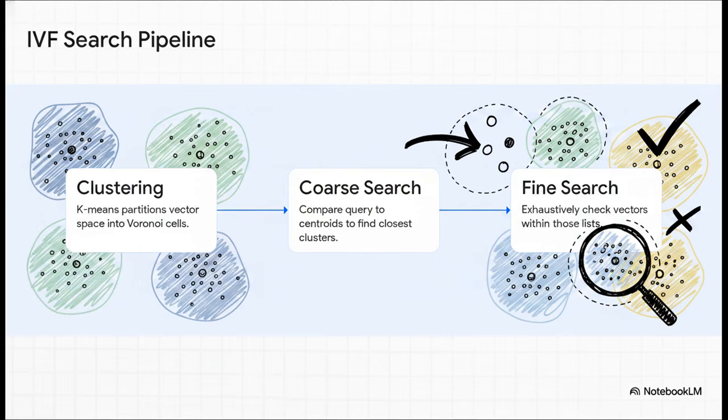You compare your query only to the centroids. You just find the closest ones. Second is the fine search. You now jump inside those specific, chosen clusters, and you exhaustively compare your query to the vectors inside them. And the best part? You completely ignore the rest of the database.